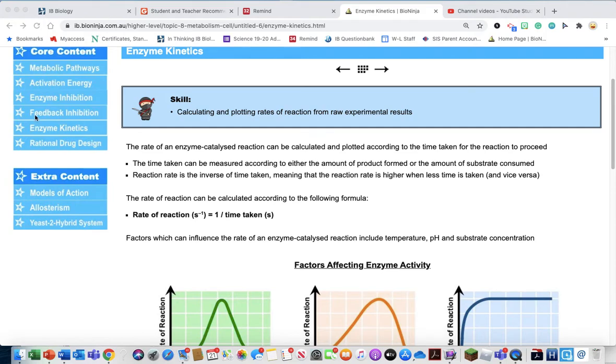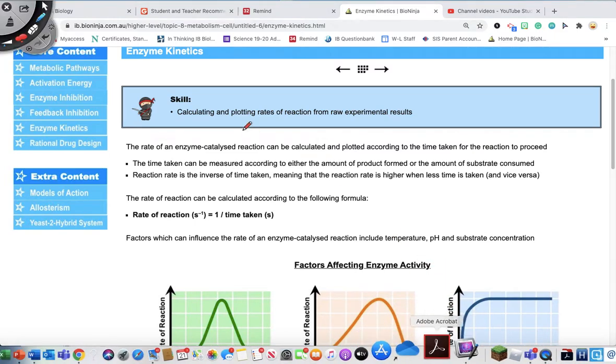Bio students, today we're going to continue with enzyme kinetics, and we're going to start with a little review. Actually, I need to get my desk scribble back here.